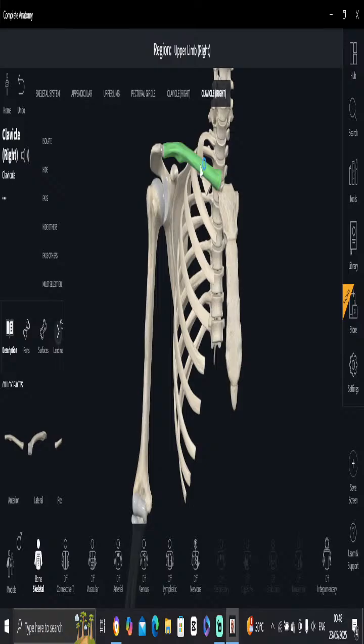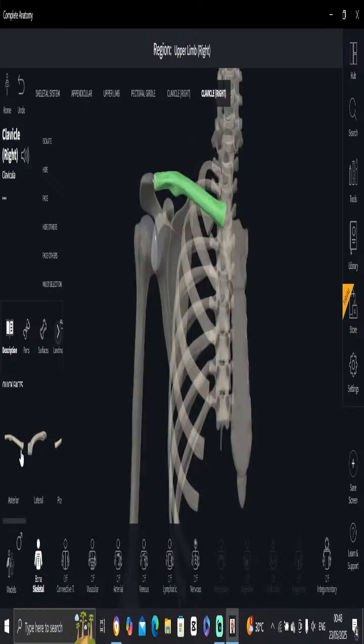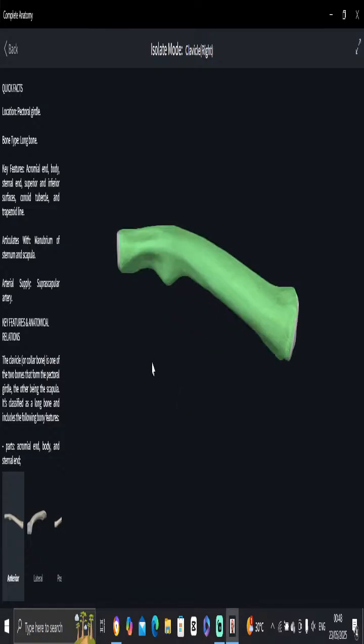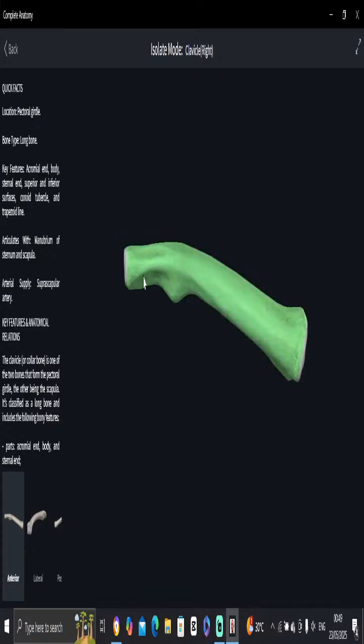So we'll start from the clavicle. So this is the clavicle, also called the collarbone, of course, because it forms the collar. So this is the front view or the anterior view. So looking at it from the front. This is the front view. You can see this is the lateral end, so I'll be using my mouse to demonstrate. This is the lateral end and this is the medial end.